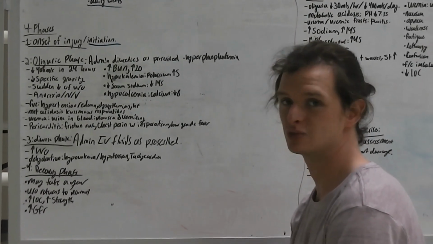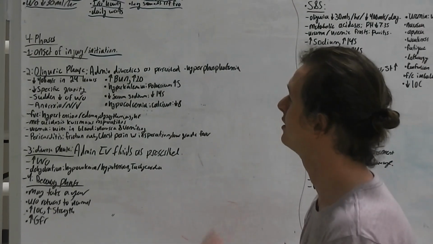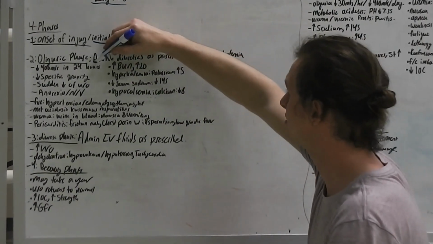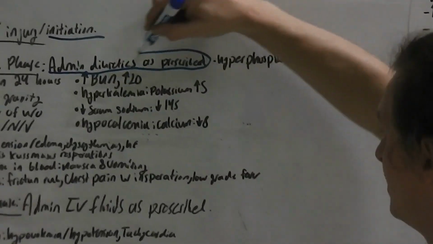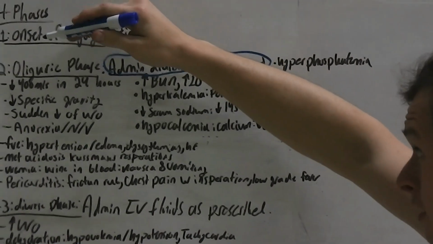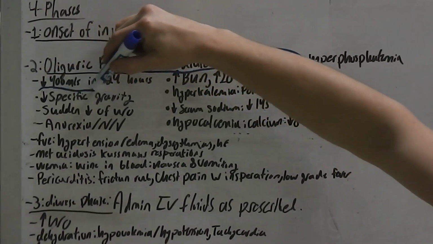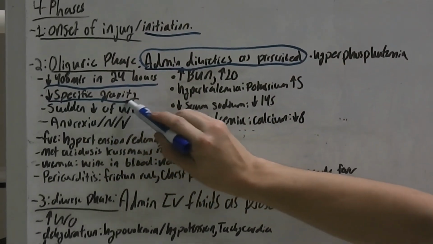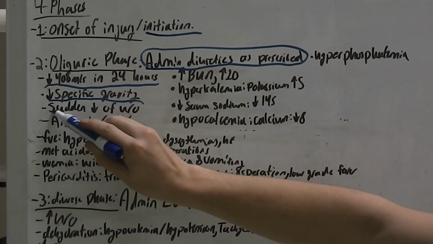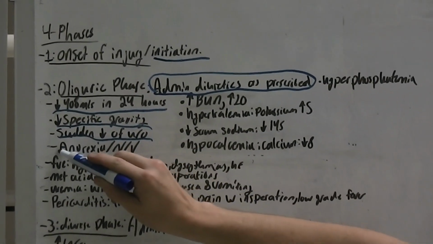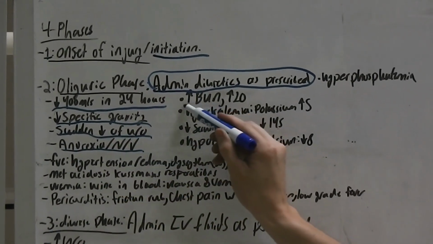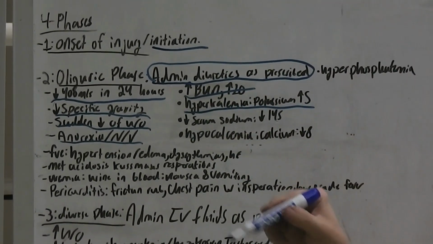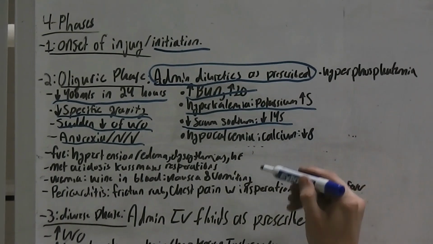But now the second phase was heavily covered in all 3 resources. So in the oliguric phase, what we're going to do is we're going to administer diuretics as prescribed. With the oliguric phase, we're going to see under 400 milliliters of urine in 24 hours. We're going to see a decreased urine-specific gravity. We're going to see a sudden decrease of urinary output, anorexia, nausea and vomiting, increased BUN over 20, hyperkalemia, which is potassium, over 5, serum sodium below 145.